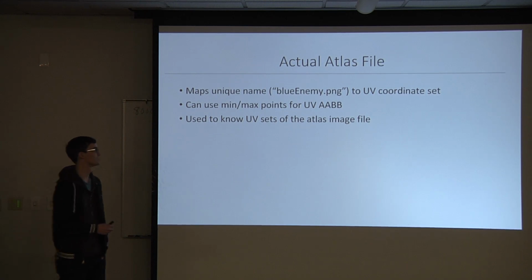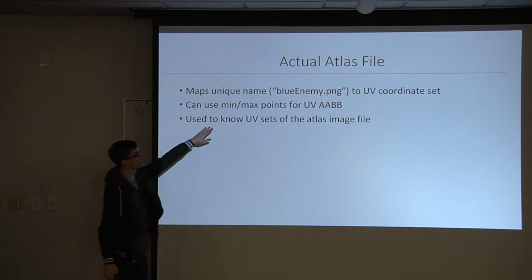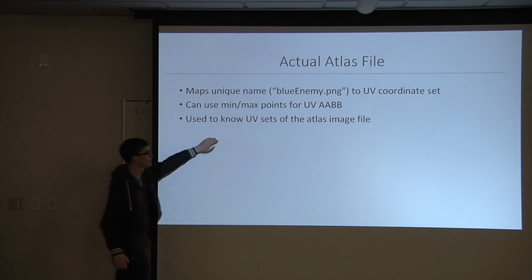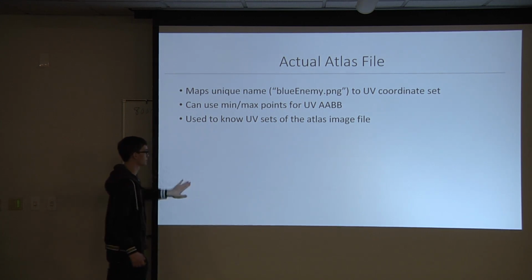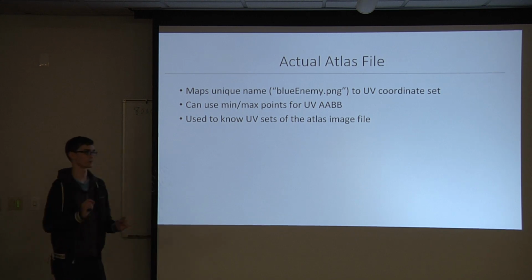So here's the actual atlas. The idea is that you want to map the old image name to UV coordinates. And that's it. Usually you can represent UV coordinates as an AABB with the min and max vector. If you have an AABB like this, min, max, 2 points.